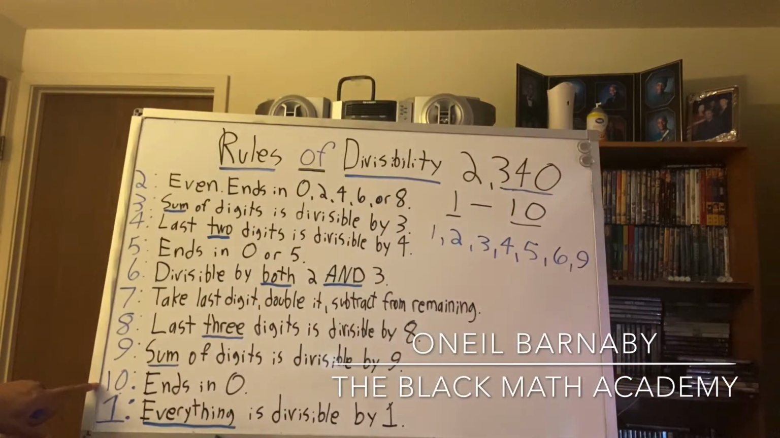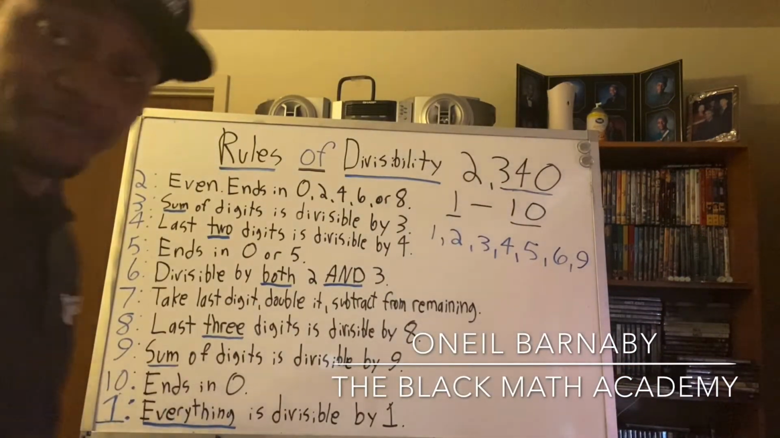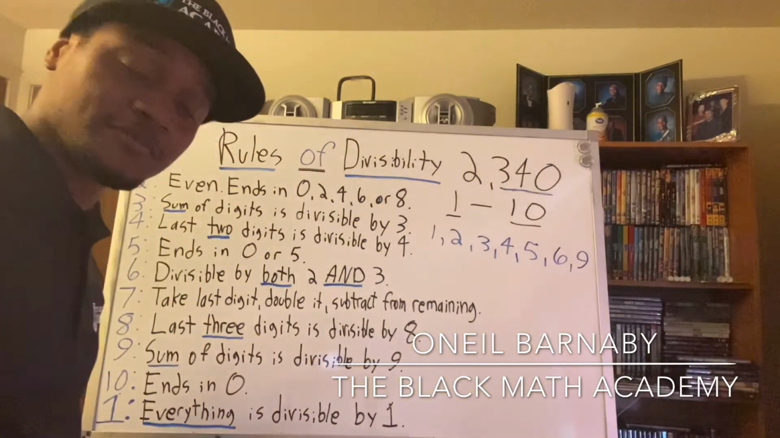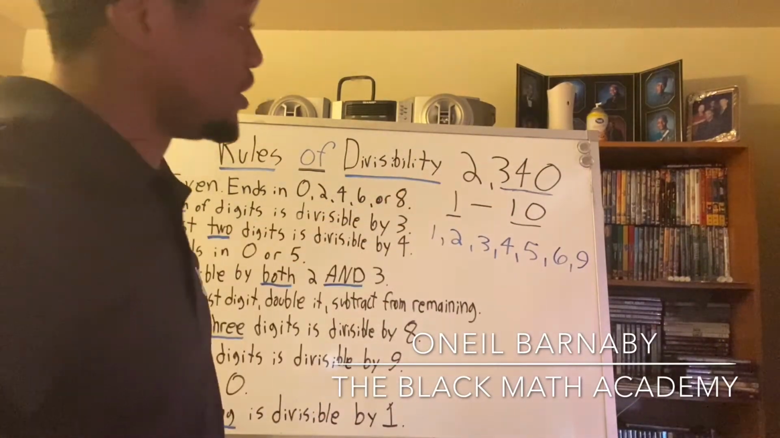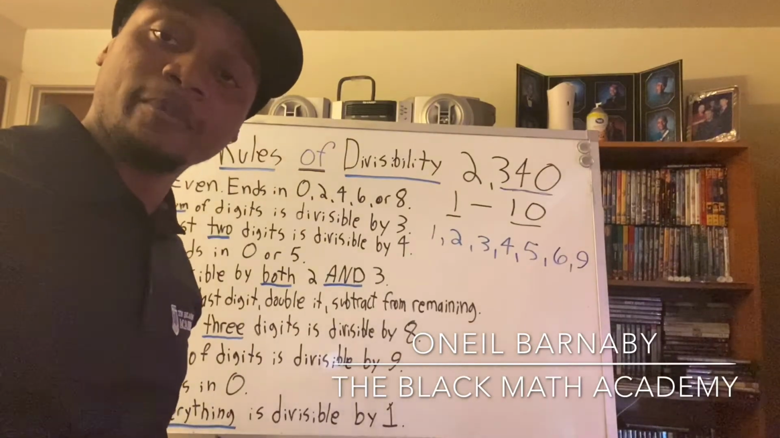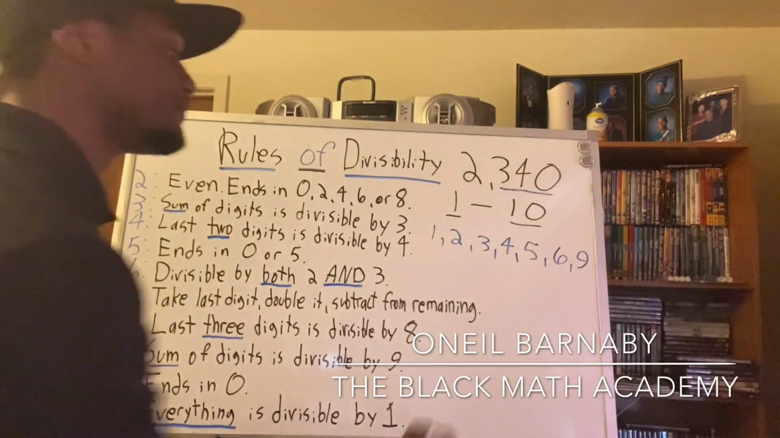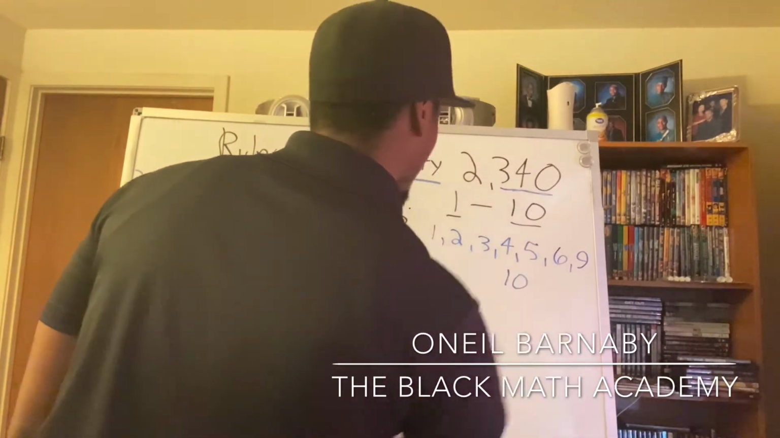And the rule for 10 says it has to end in 0. And that's probably the most basic and the easiest one. Our number does end in 0, so therefore our number is divisible by 10. So 10 is a part of the list.